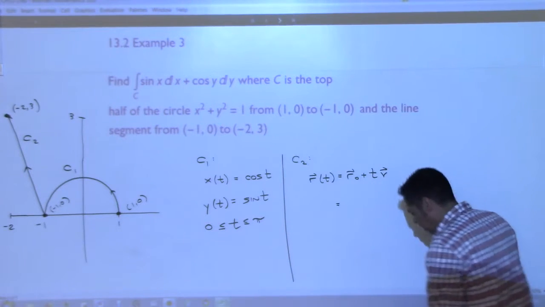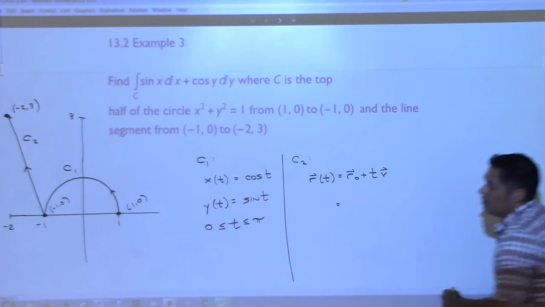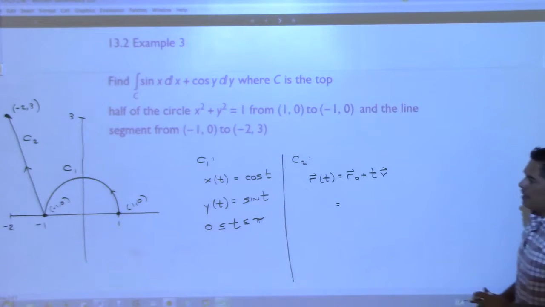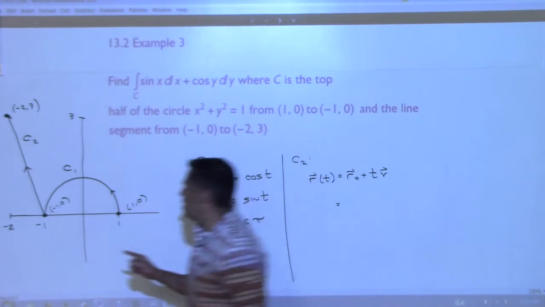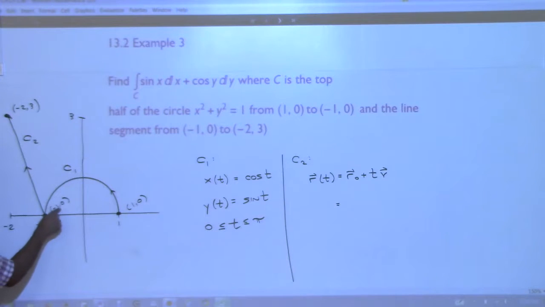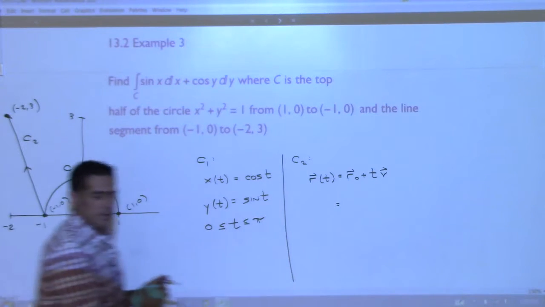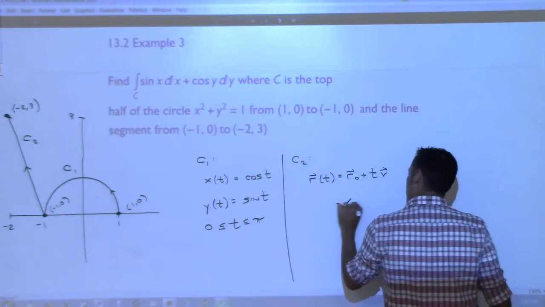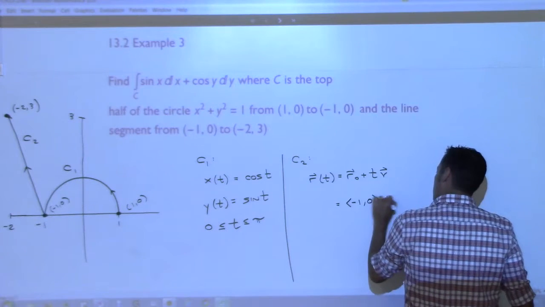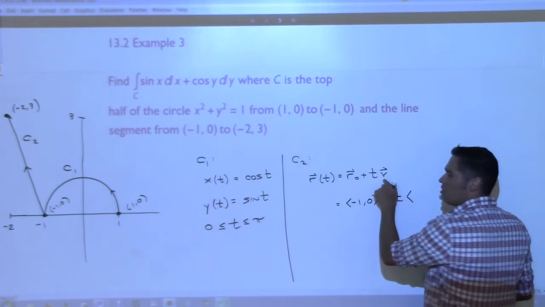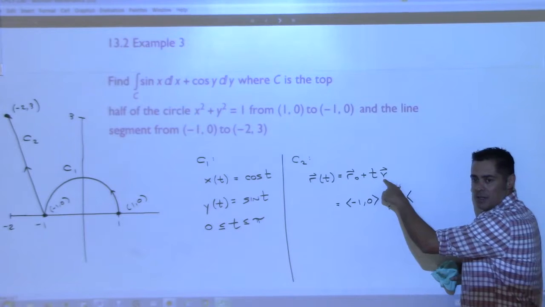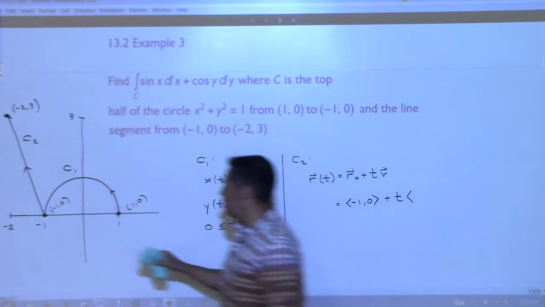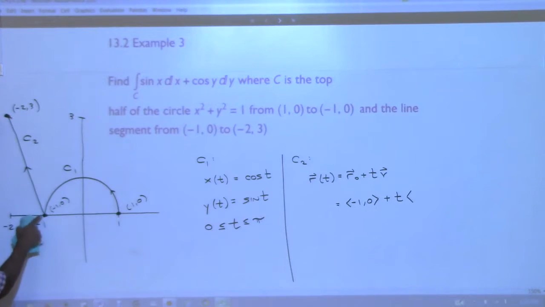What's r naught for us? Any point, but we always want it to be the starting point of the line segment, which would be this point written as a vector, right? So (-1, 0). And then plus t times v, where v is our direction vector, the vector connecting our starting point to our ending point. So what is the vector that goes from here to here?